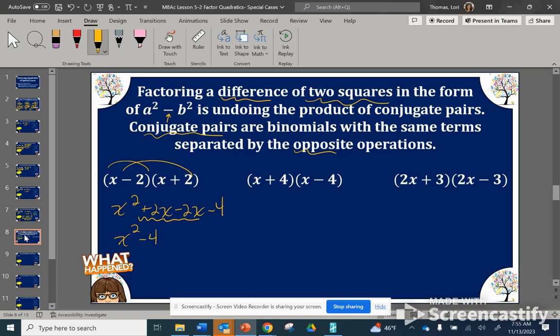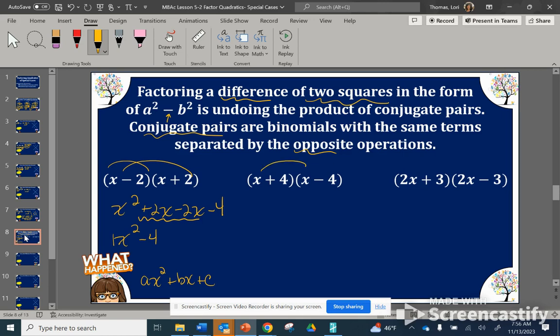So my A value is 1, my B value is 0. Okay, so let's remember our standard form of quadratic trinomials. So my A is 1, my B is 0, and my C is -4. So this is what we will call the difference of two squares.